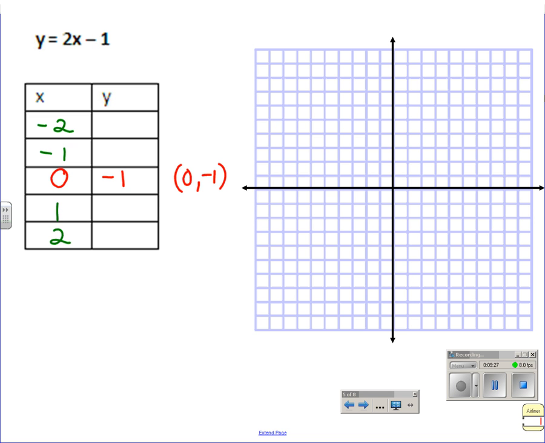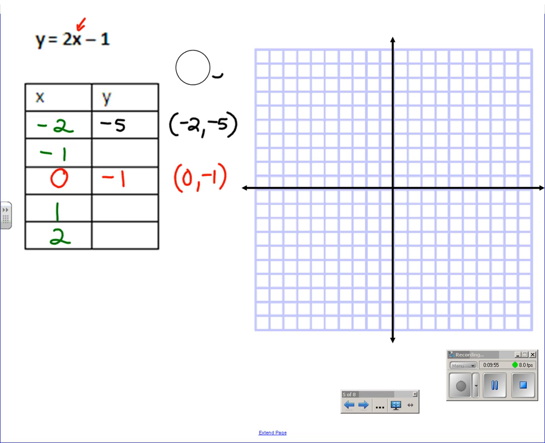All right, so I'm going to work this out. I have some space up here. So I'm going to put -2 in for x. I'm going to do 2 times -2, then subtract 1. Well, 2 times -2 is -4. Take away 1, I'm going to add the opposite, and I get -5. So my y answer is -5. So my next coordinate is -2 comma -5.